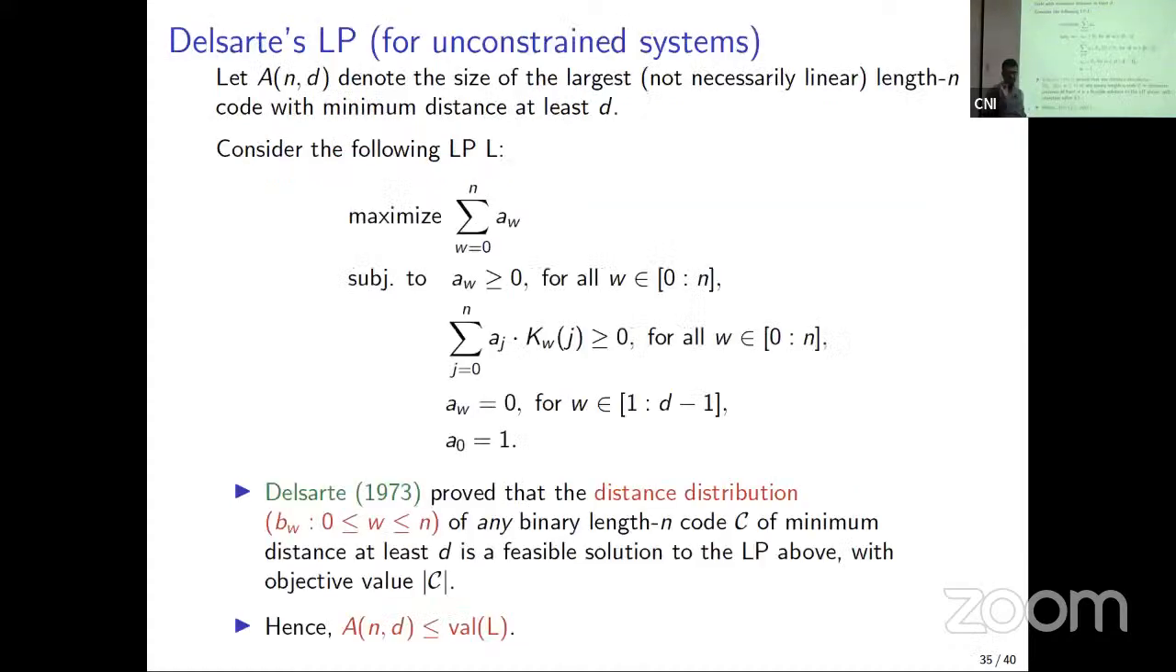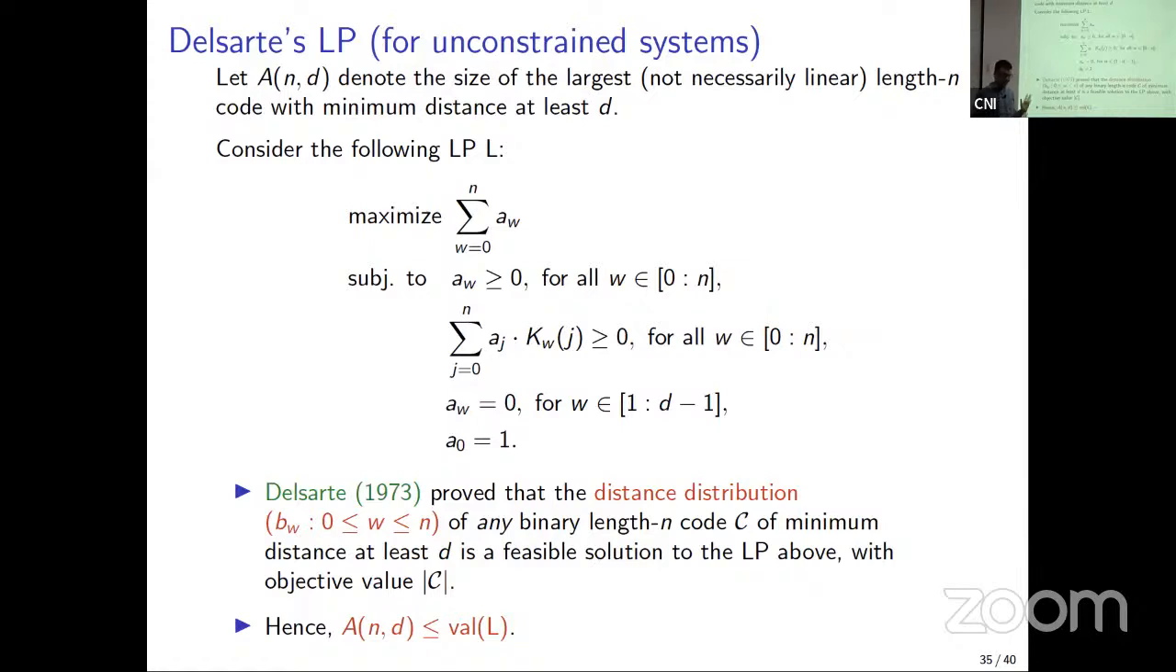So let's just refresh something that coding theorists know about a lot, but it's not really covered in a first course in coding theory. These are called the Delts.